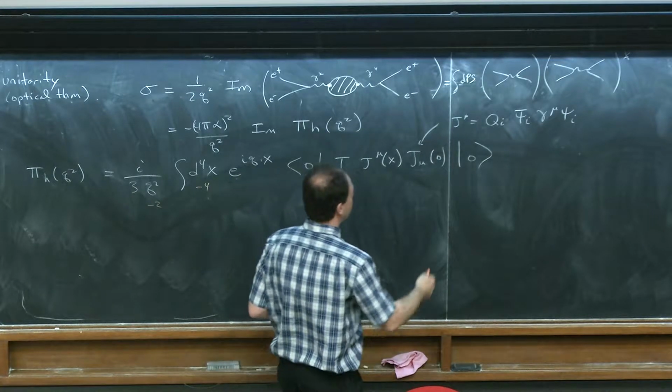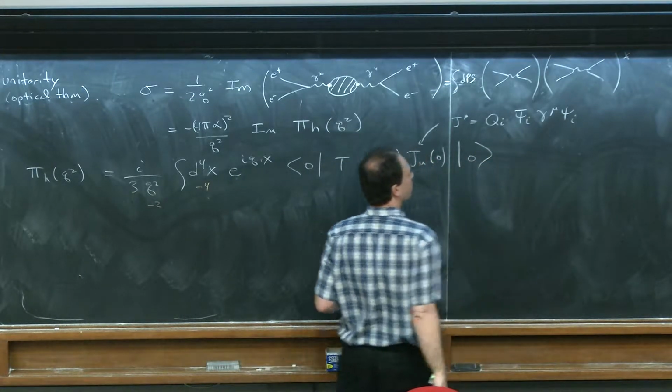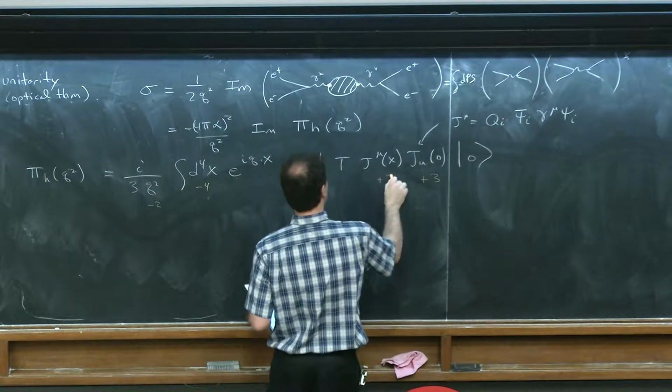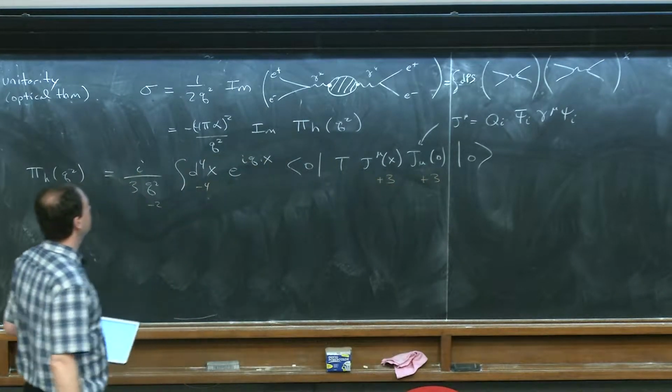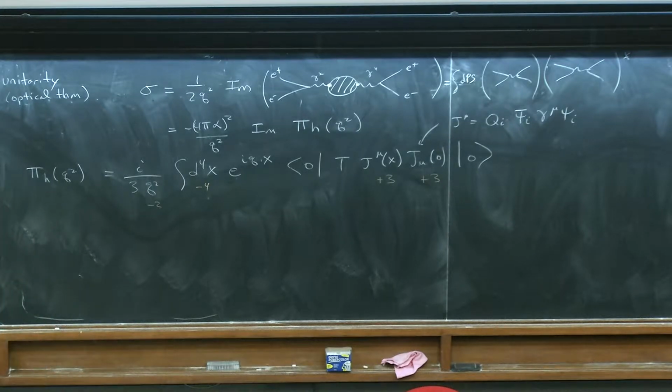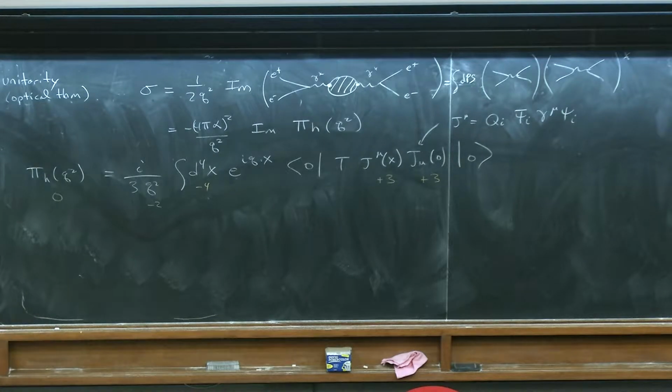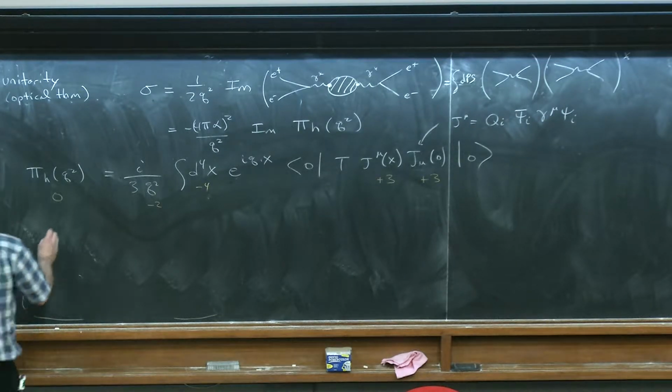And so the dimensions of this are just the dimensions of the quark fields, which are 3/2 each. So each of these is +3. The vacuum is dimensionless. The phase is dimensionless. So the overall dimensions of this quantity is dimension 0. Okay, so that's just something that's useful to know.